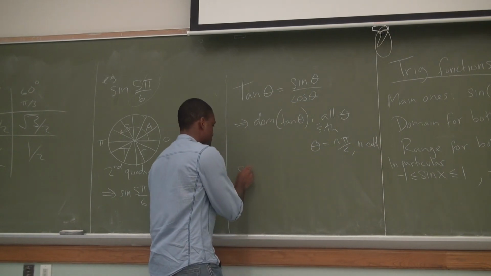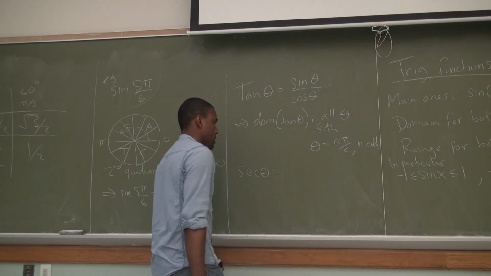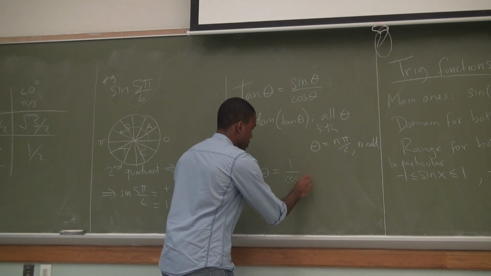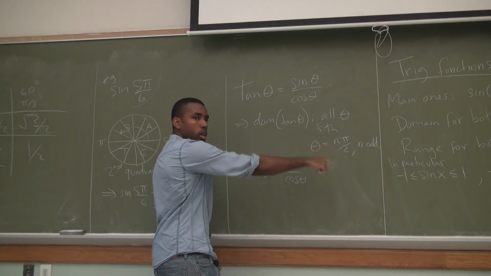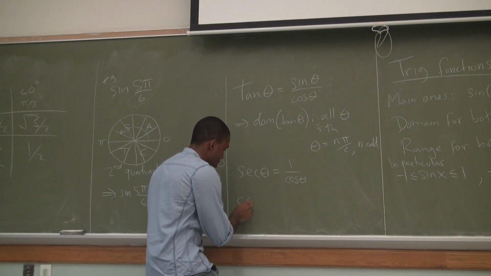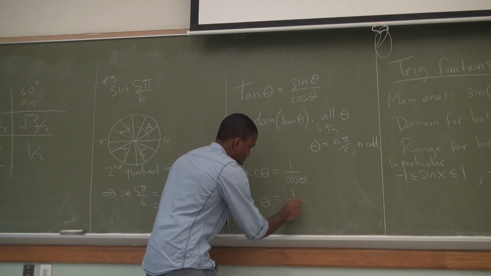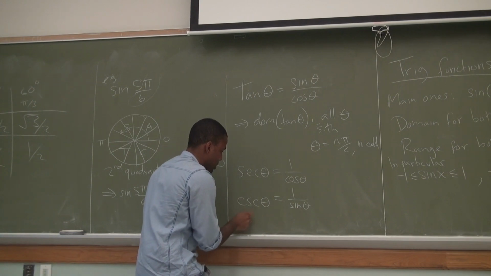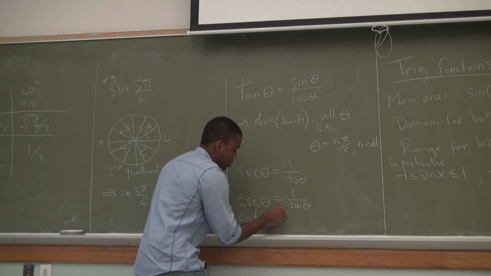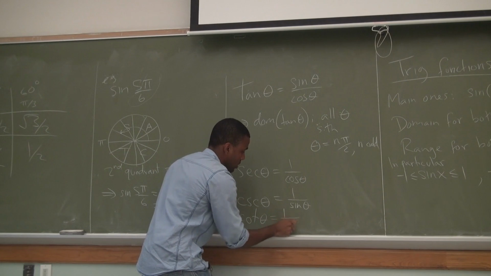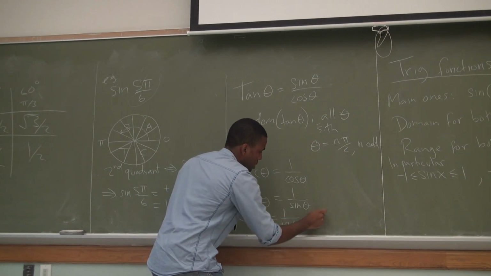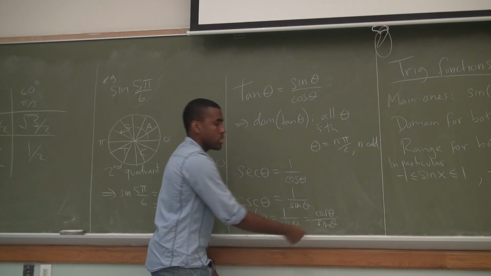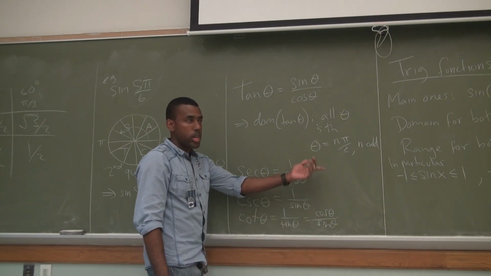We also have secant theta, which is 1 over cosine theta. So again, that domain cannot include those. We have cosecant theta, which is 1 over sine. You have cotangent theta, which is 1 over tangent, which you can think of as cosine over sine. So the domain of that does not include n pi for n in the integers.